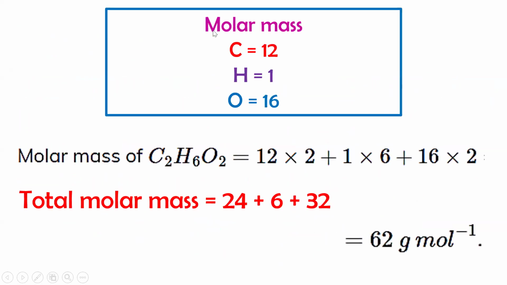If we consider the molar mass, carbon is 12, hydrogen is 1, oxygen is 16. So the molar mass of C2H6O2 is C2, 12 into 2, plus 1 into 6 for hydrogen, plus oxygen 16 into 2. So that is 24 plus 6 plus 32, and 62 gram per mole is the total molar mass of ethylene glycol. Okay, 62.